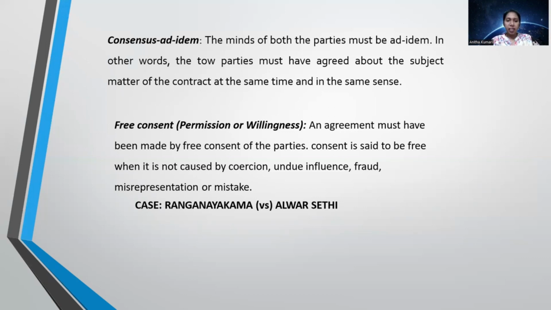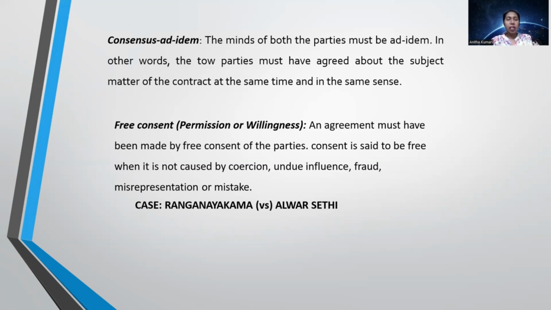For example, I have given a case study here. Rangnayakamma versus Alwar Setti. Actually, Rangnayakamma, he is a male, the husband of Alwar Setti. Alwar Setti is a wife. At 14 years of age itself, she got married to Rangnayakamma. Rangnayakamma unexpectedly died. He had too many assets. He was a wealthy person.